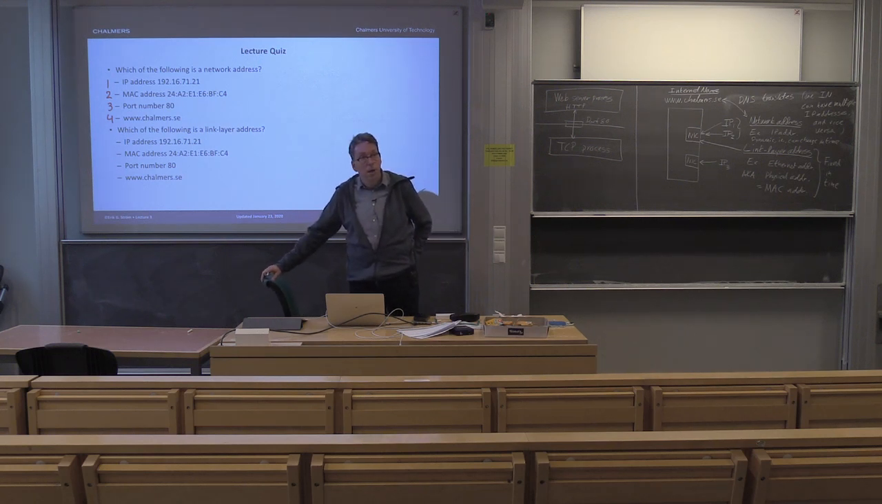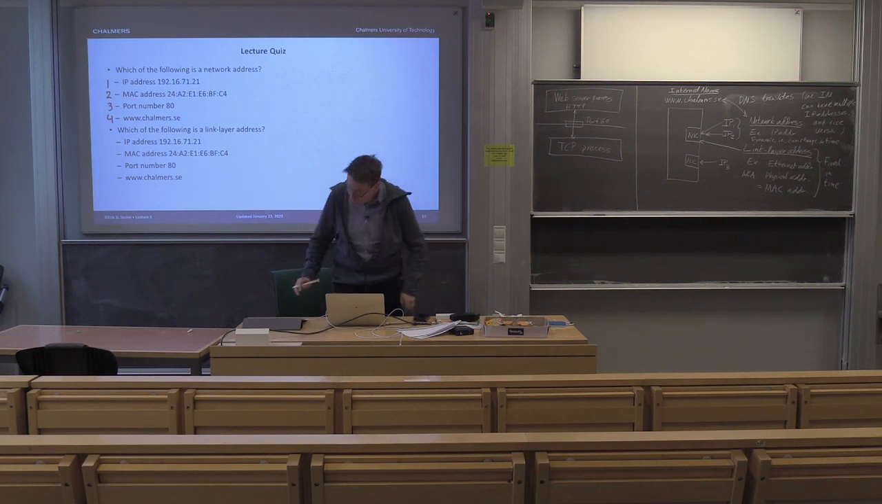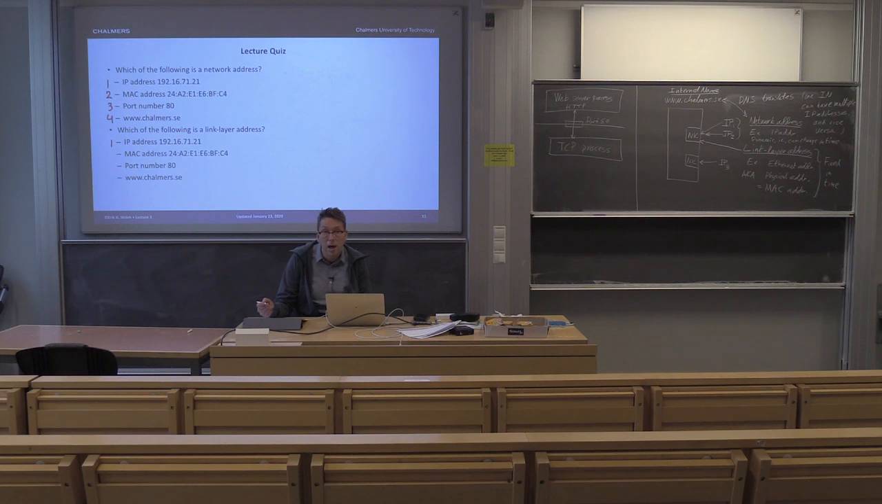So IP is a network address. Link layer address, is it? Then we know it's not an IP, right? But is it a MAC, port, or www.chalmers.sc? 1, 2, great, 3, 4, no. Okay, good. So this seems to be quite clear.